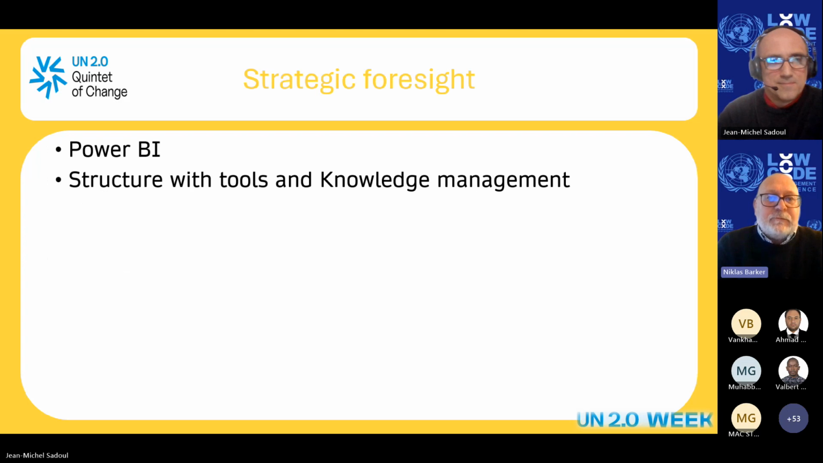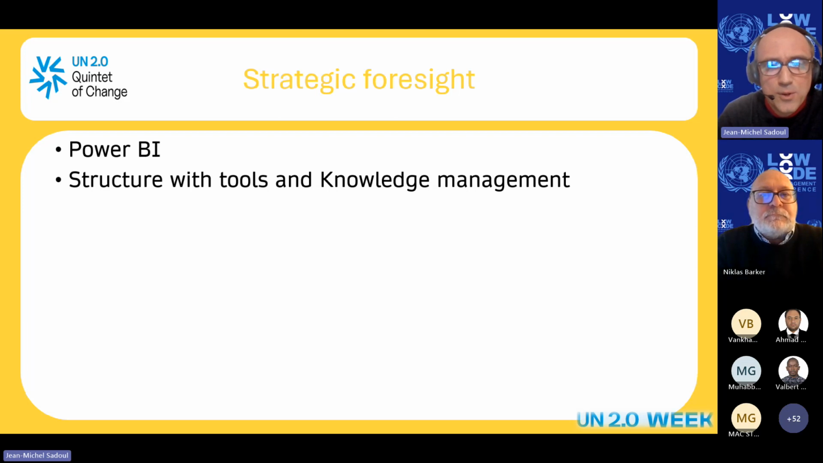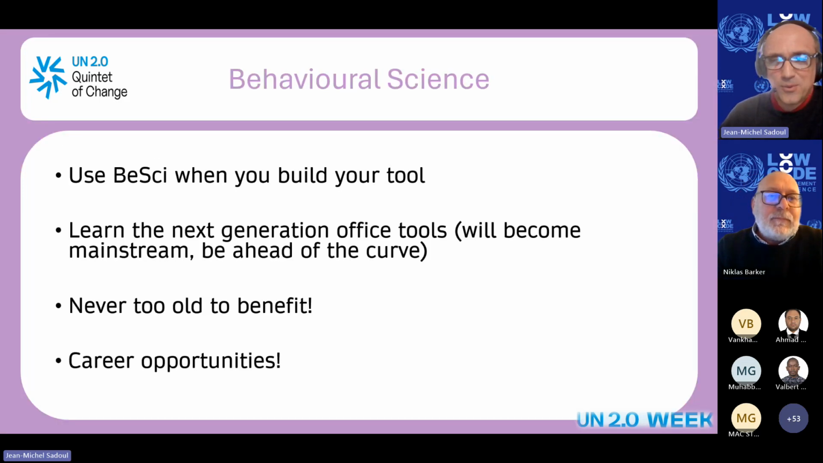So, back to strategic foresight. Strategic foresight is basically you trying to predict the future, or at least handle the future. So we get back to the two tools we talked about, which is Power BI for your structured data or numerical data, and then knowledge management for your unstructured data and text, with the help of Copilot and things like that. So this one is more on you, really. And the next one is also more on you, Nick.